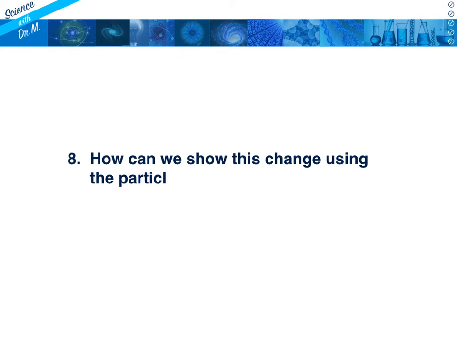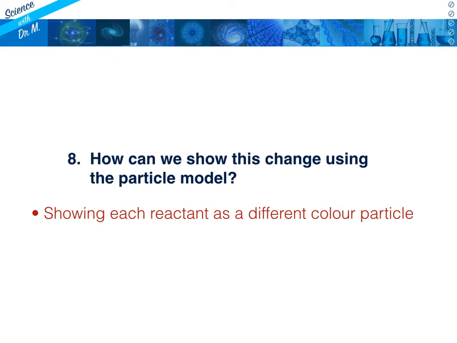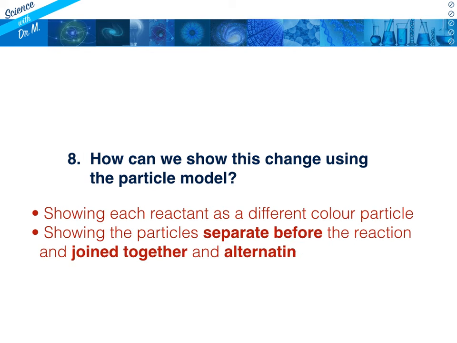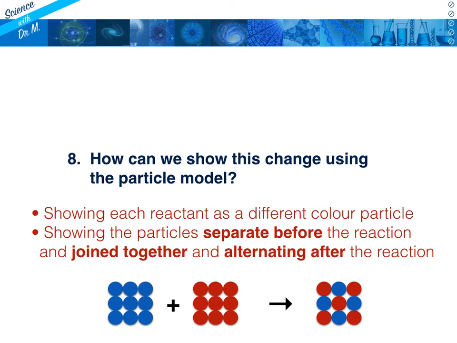Okay. Final question. How can we show this change using the particle model? And here's our answer. Right, we can show each reactant as a different colour particle. That's important. Make it clear which ones are perhaps iron and which ones are sulfur by using a different colour. And then also show the particles separate before the reaction and then join together and alternating in their order after the reaction. So there we go.